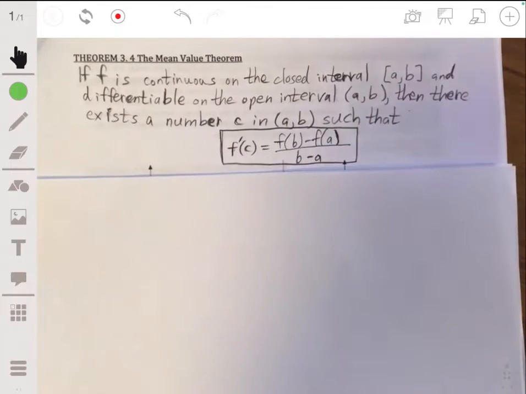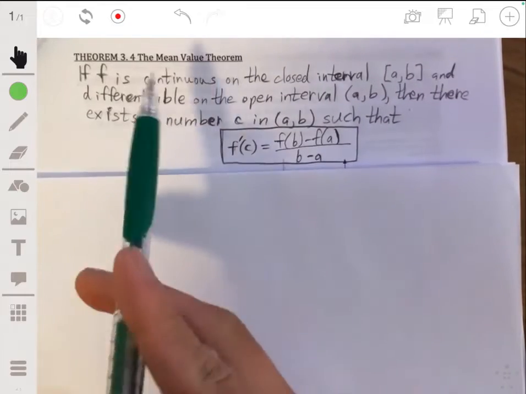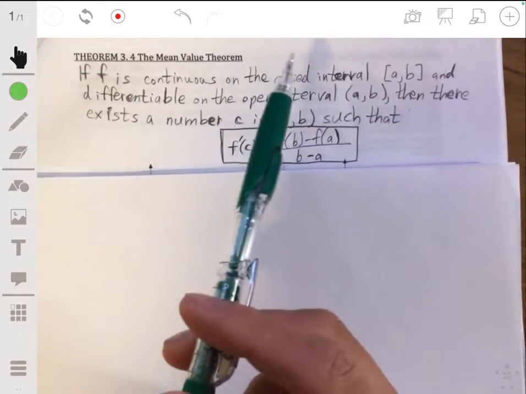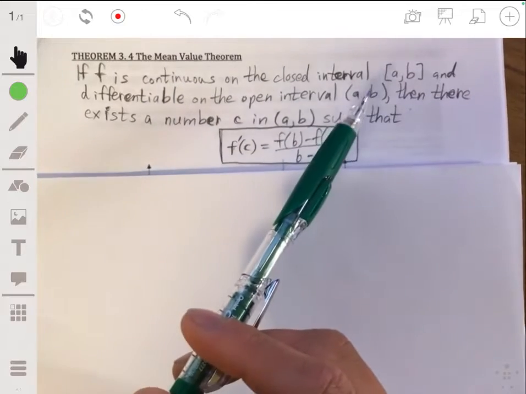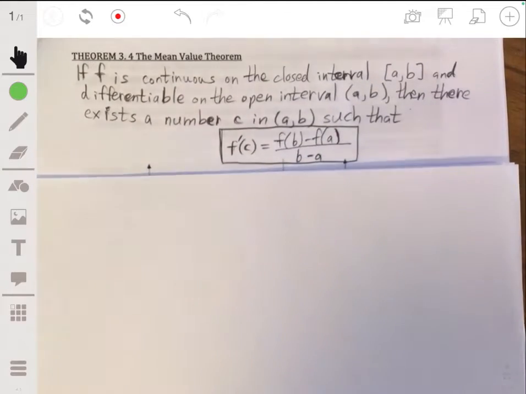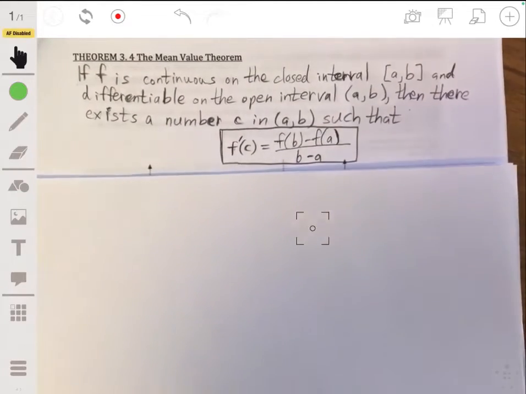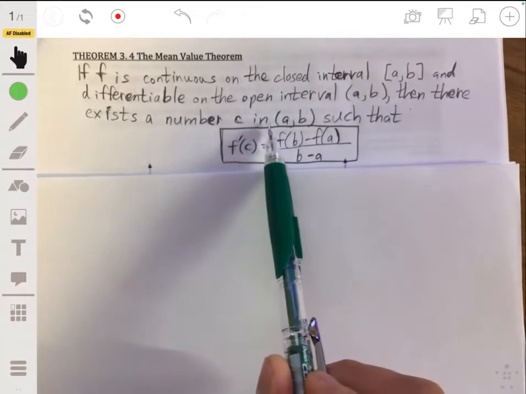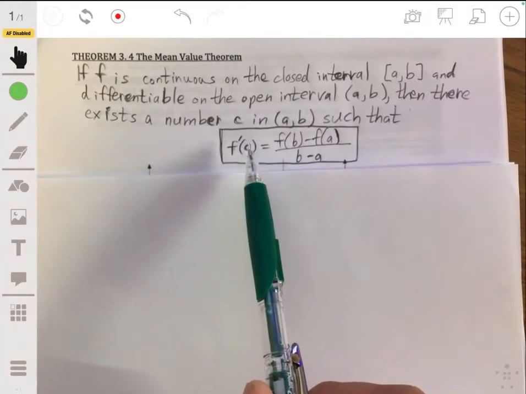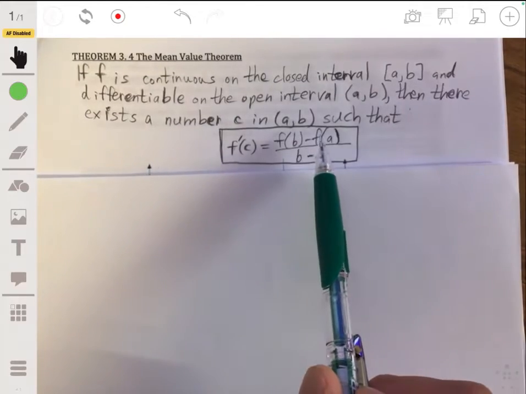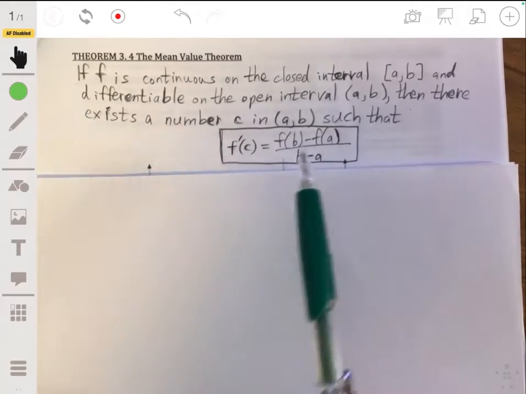All right, so I'm going to go over the mean value theorem. What it says is that if f is a continuous function on the closed interval [a, b] and it's differentiable on the open interval (a, b), then there's going to exist a number c in that open interval (a, b) such that the derivative at c will be equal to f(b) minus f(a) over b minus a.